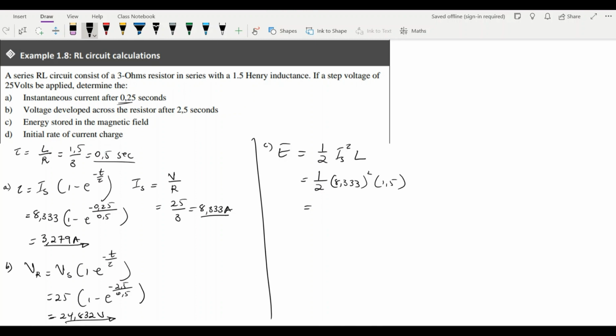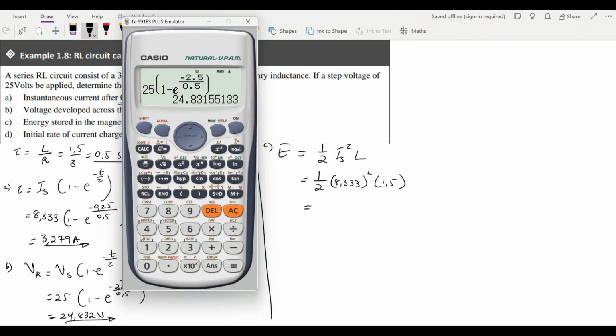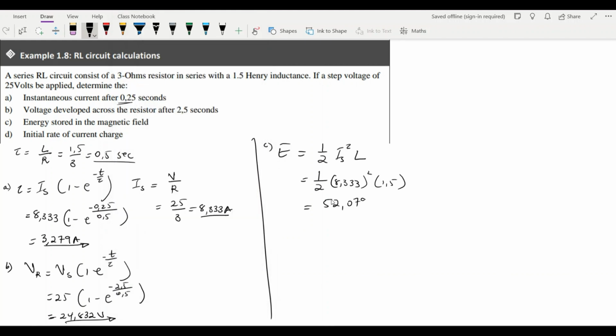You punch that in your calculator again. This would be 1 over 2 into 8.333 squared multiplied by 1.5 Henry. And you'd find that the energy stored in the inductor would be 52.079 joules. Lastly, on this question, they want us to calculate the initial rate of the current charge.